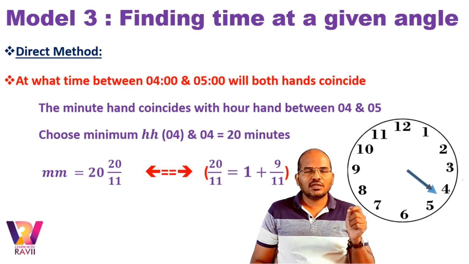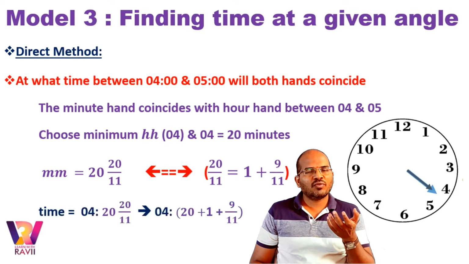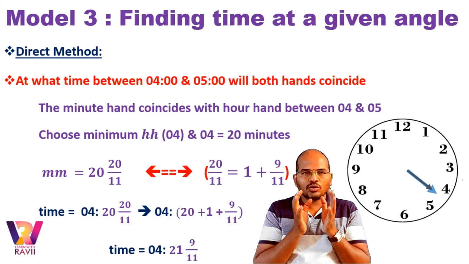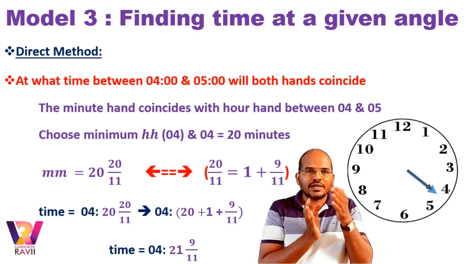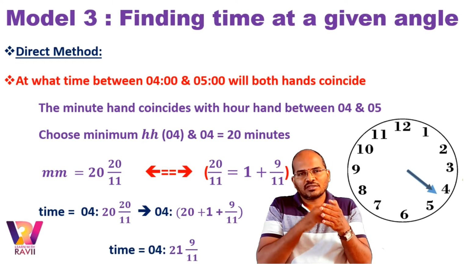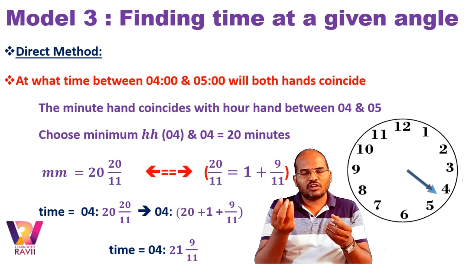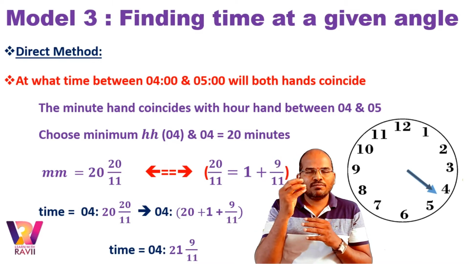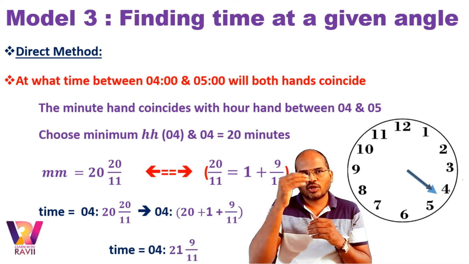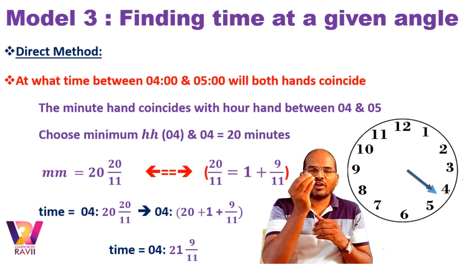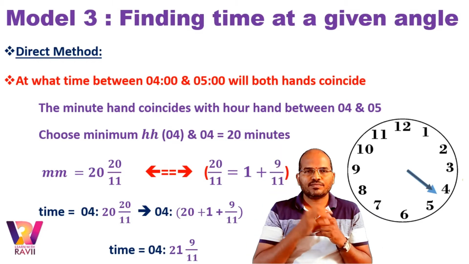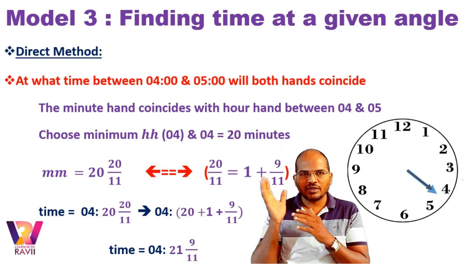The shortcut tip is, please write the value of mm as 20 and 20 by 11, and we can write 20 by 11 as 1 plus 9 by 11. So the time would be 4:21 and 9 by 11. So you need to calculate after how many minute spaces you will get the possible answer. Once you get the minute space, it is minute space and minute space upon 11. So you found that the time will be after 20 minutes, between 20 and 25. So take the minimum value as 20. So the answer is 20 by 11. That is as shown in the figure.